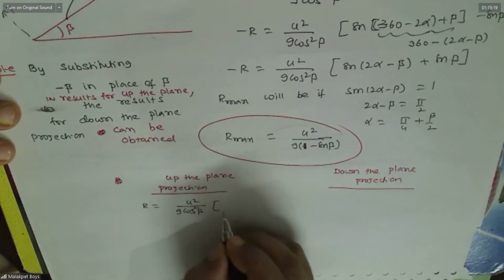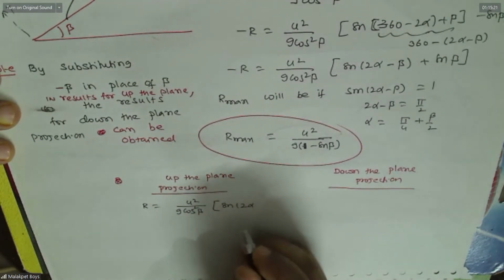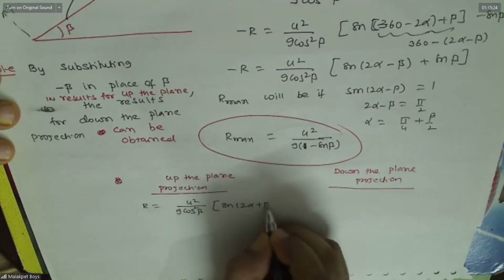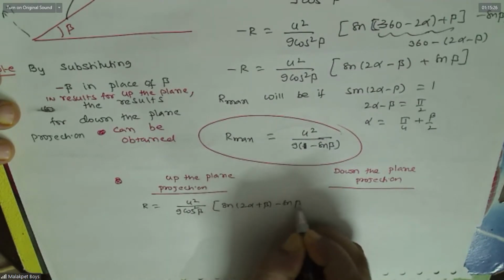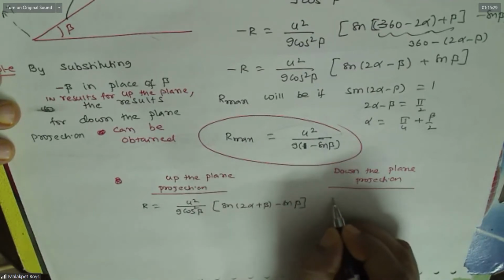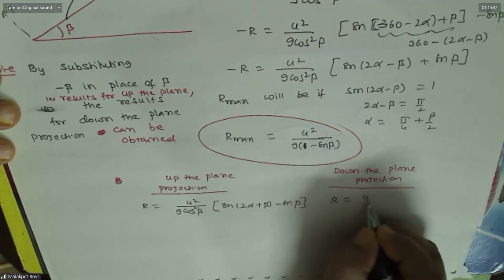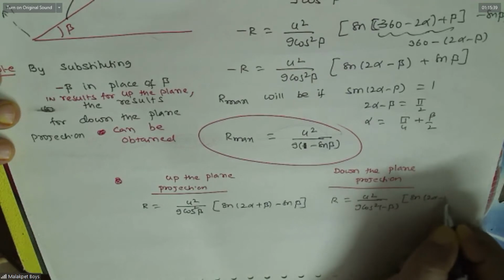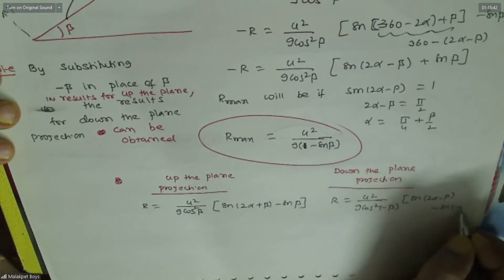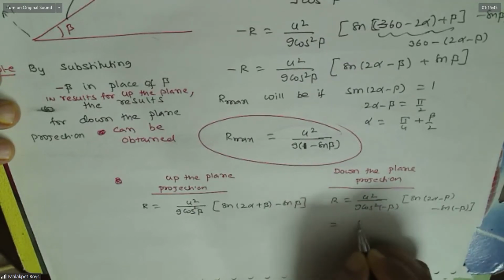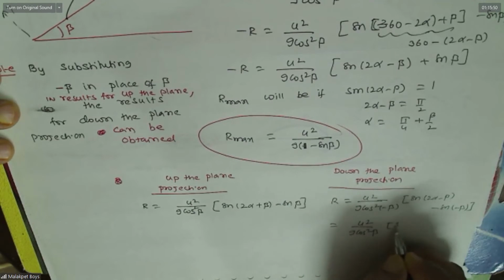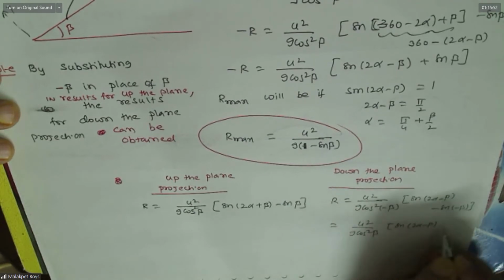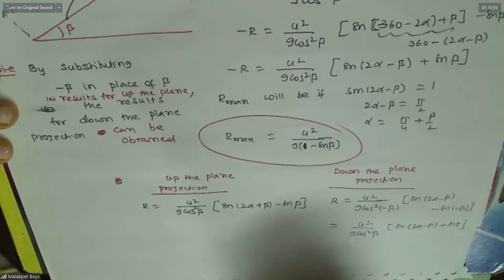Sine cos of 2 alpha plus beta minus sine beta. What I told: in place of beta, you substitute minus beta. You will get sine 2 alpha minus beta plus sine beta. That's what I wrote here. Clear?